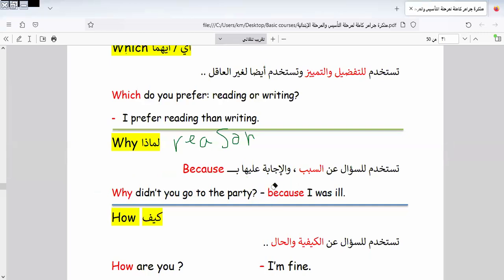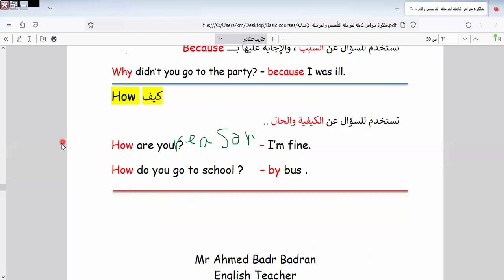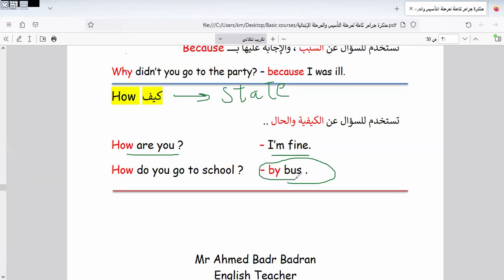Let's go to another item here. It will be how. How is used to ask about state. Like this: how are you? When someone says how are you, I say I'm fine, or just fine. Both are correct. How do you go to school? By bus. So here I ask about the way that I go to school.